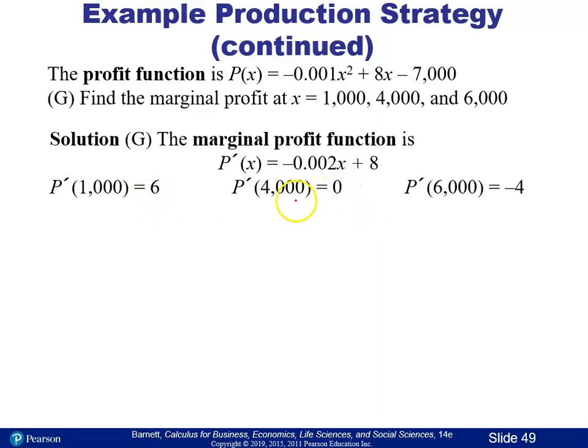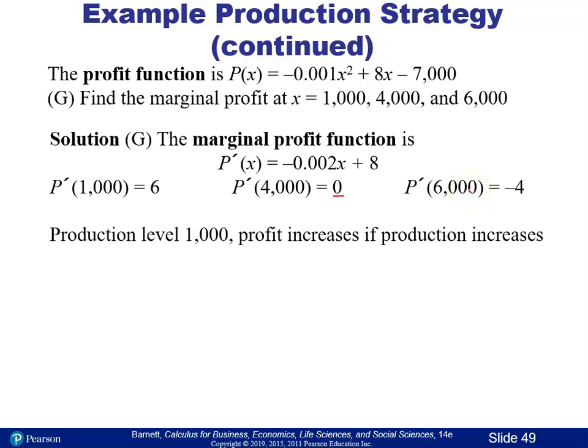have 0 for marginal profit at 4,000, and we have -4 for the marginal profit at 6,000. So it's increasing, the profit's increasing at 1,000 units of production. It's flat, it's not changing at 4,000, and it's decreasing at 6,000.